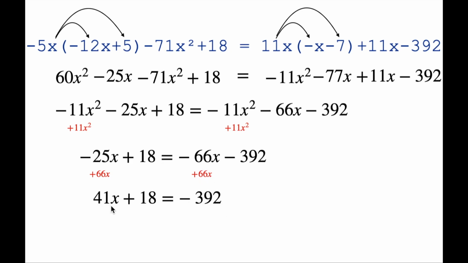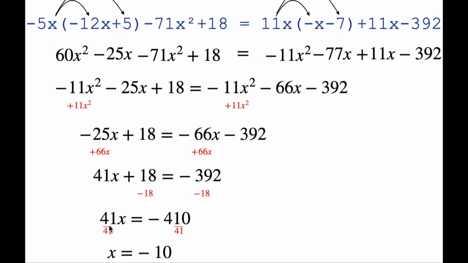I want to get my 41x all alone. I want to get rid of the 18. I'm going to subtract 18 from both sides. And that is going to give us negative 410 on this side. We end up with 41x is equal to negative 410. But I want to get rid of that 41. That is multiplying the x. We're going to do the opposite. We're going to divide both sides by 41. Once we divide both sides by 41, we get x is equal to negative 10, which is our answer.